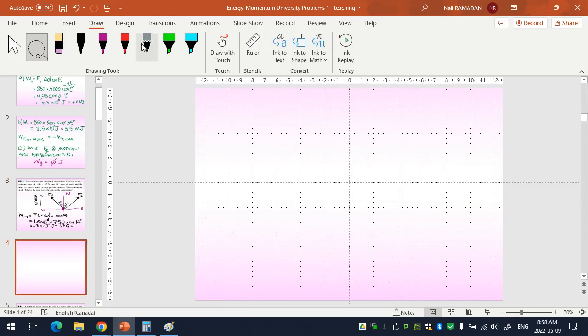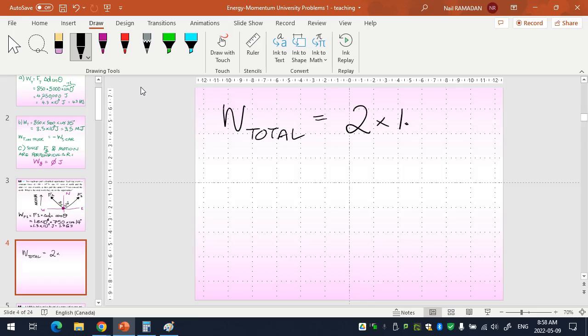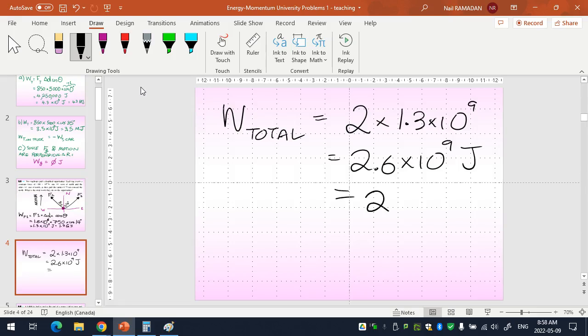So I'm just going to do it here. W total is equal to 2 times 1.3 times 10 to the 9, which is 2.6 times 10 to the 9 joules, or 2.6 gigajoules. 2.6 gigajoules.